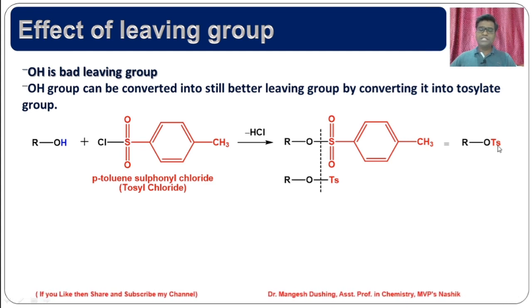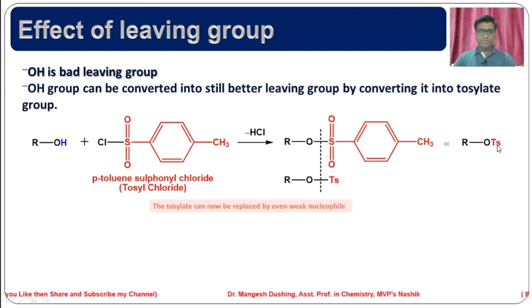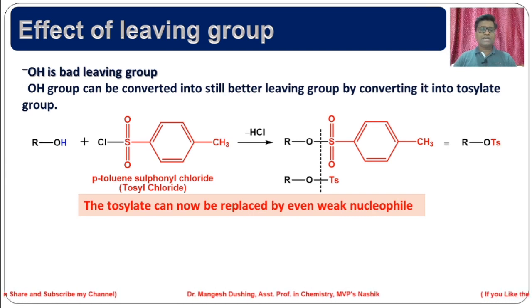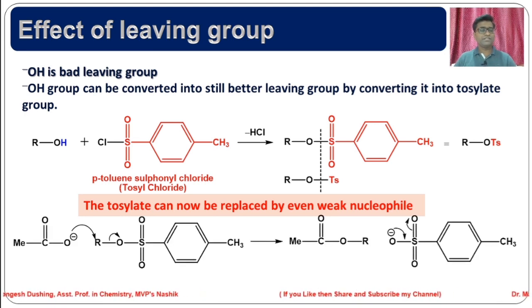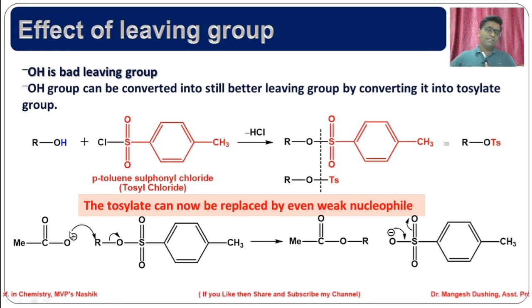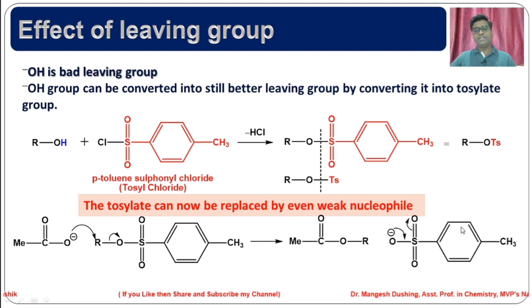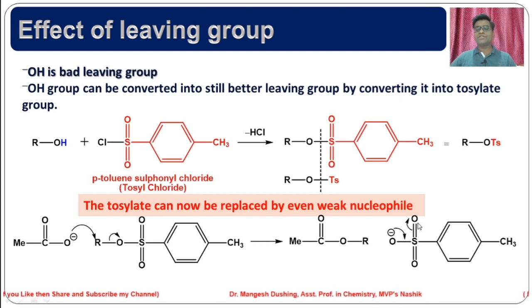Now OTs is a very good leaving group. The O tosylate can be replaced even by a weak nucleophile. We need not use a strong nucleophile. For example, the acetate ion will attack the carbon, the RO bond will break, and this conjugate base will leave. This conjugate base is very well stabilized by the minus R effect of the S=O pi bond.